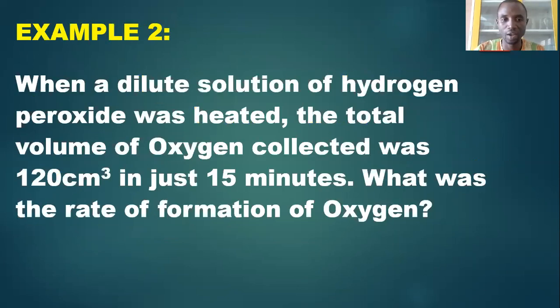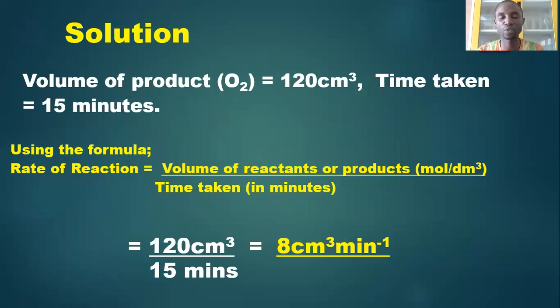All right, another question we can look into is when a dilute solution of hydrogen peroxide was heated, the total volume of oxygen collected was 120 cm cube in just 15 minutes. What was the rate of formation of the oxygen? Now we have to look at it: volume of the product, oxygen 120, time taken is 15 minutes.